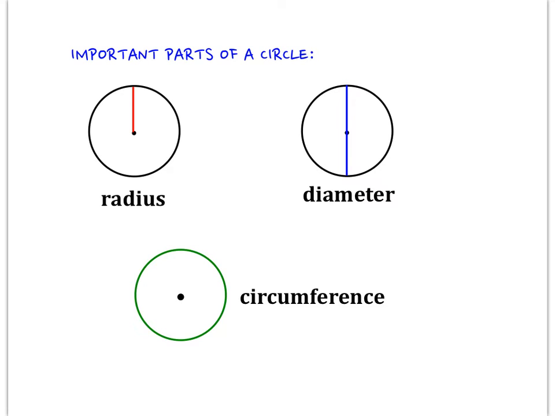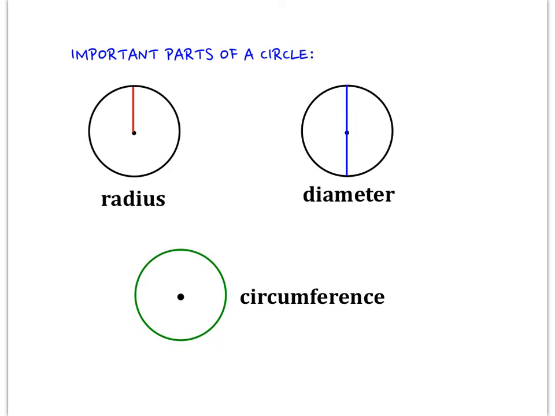Hi everybody. In this video we're going to look at how to find the circumference of a circle. Before we dig in, we just need to go over a couple important parts of a circle so that when this vocab comes up, you know exactly what we're talking about.